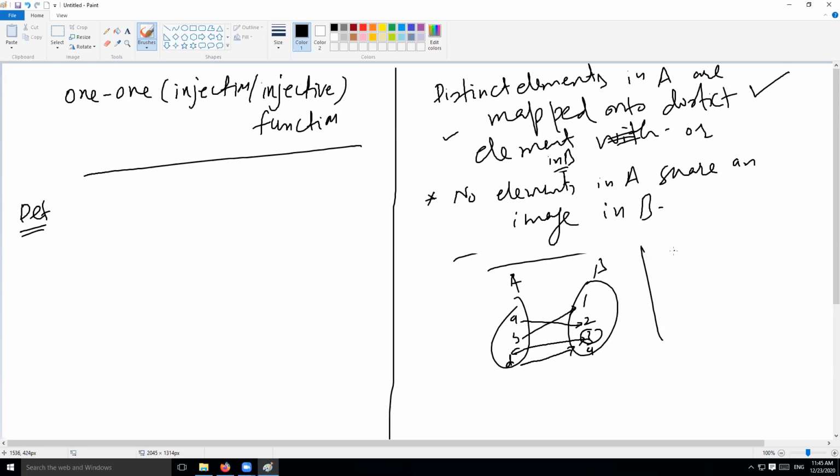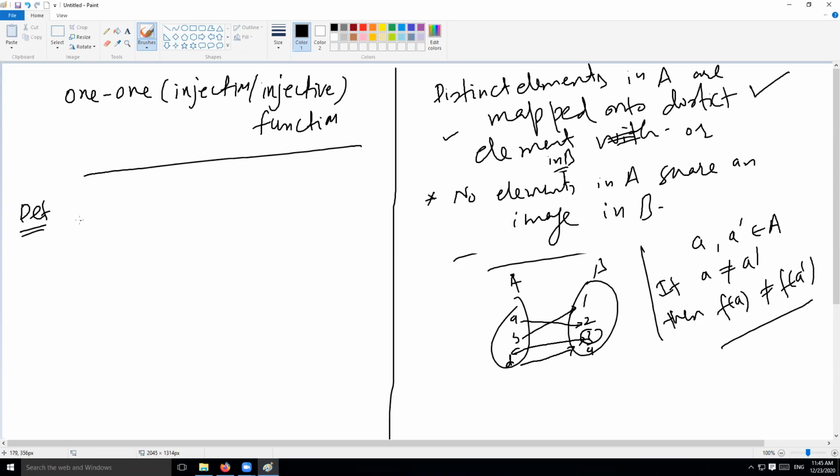Distinct elements in A. So let's take some A and say A prime from A such that A does not equal A prime. Okay. Let's take two elements from A which are distinct. Then their outputs must also be distinct actually. In other words, F of A should not be equal to F of A prime, right? Yehi main kehna chahta hu na.